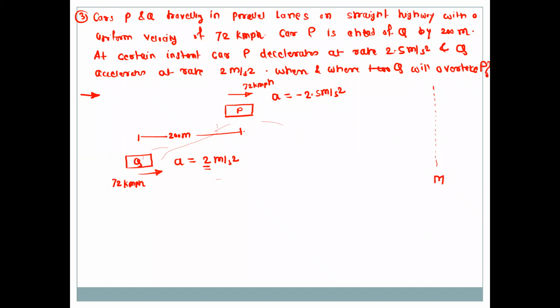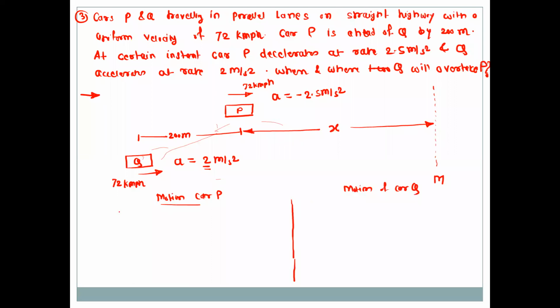So let us assume the distance of point M with respect to car P is equal to x meter. So right now we don't know this distance. We have to find out this distance by using the equations of motion. Okay. So for the calculation, we will divide this motion. The first motion is motion of the car P and motion of the car Q.